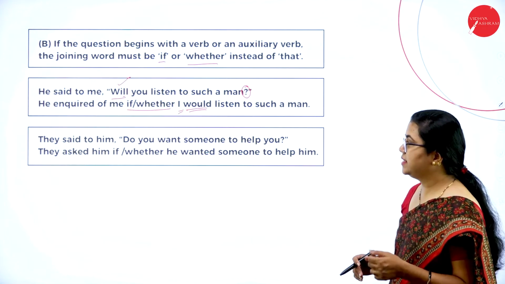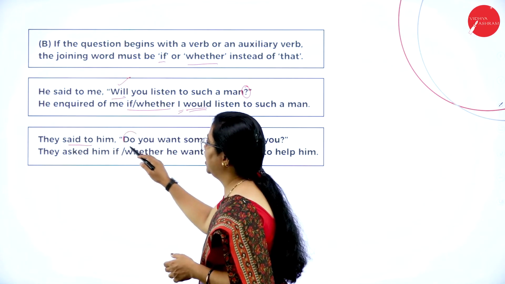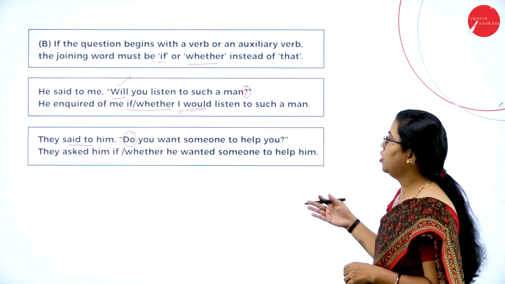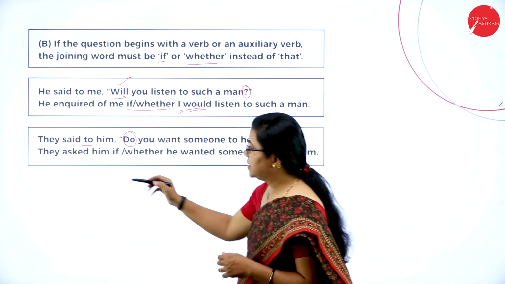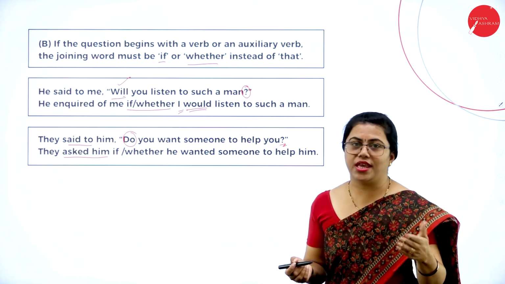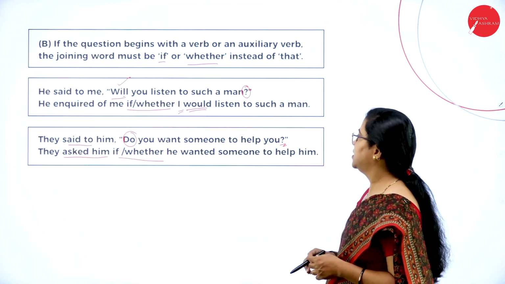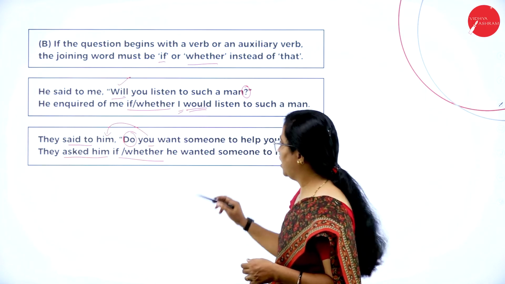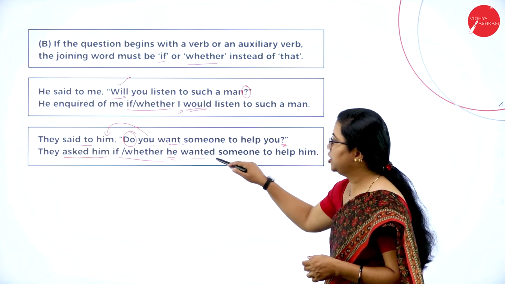Another example, they said to him, again it's said here, the reporting verb is said here, but it begins with an auxiliary verb here. So they said to him, do you want someone to help you? It is a questioning sentence again. So here they can say, they asked him. So it's a questioning word. So I'm using asked. You can use inquired also. So they asked him if or whether he wanted someone to help. So this do you refers to him there. So I have used he over here. Fine. Whether he wanted. So present tense will change to past tense.